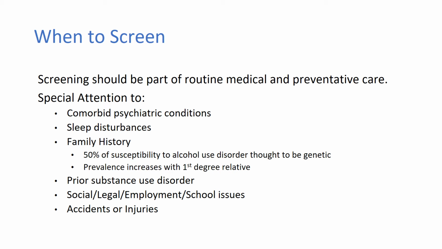If they have comorbid or co-occurring psychiatric conditions, if they have any new sleep disturbances. A family history of alcohol use disorder is important as well. 50% of the susceptibility is thought to be genetic, and that prevalence really increases with first-degree relatives. If they have a previous or prior substance use disorder, we want to pay attention to alcohol use as well. If they're reporting any new social, legal, employment, or school issues, that would be an appropriate time to ask. And then if they have any accidents or injuries that you think may be influenced by alcohol, it will be an important time to screen.